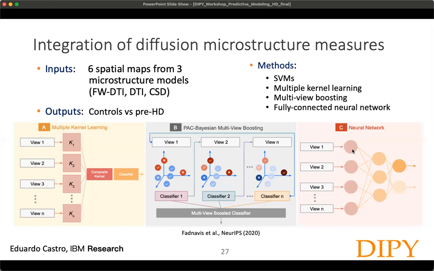And finally, we also tried an approach using a fully connected neural network in order to combine the information provided by each of these modalities.